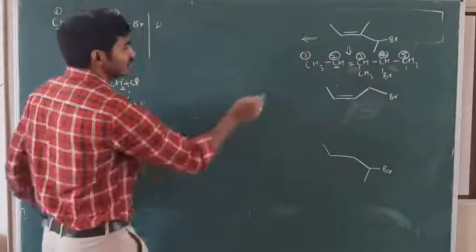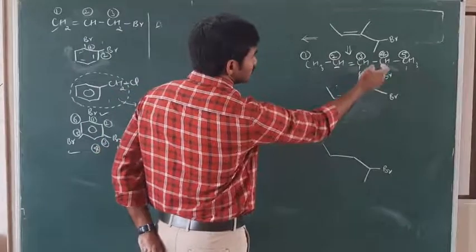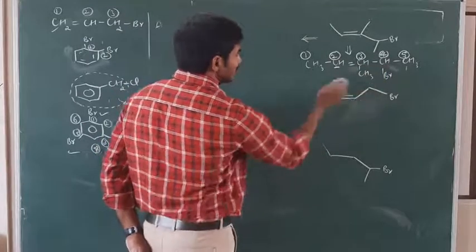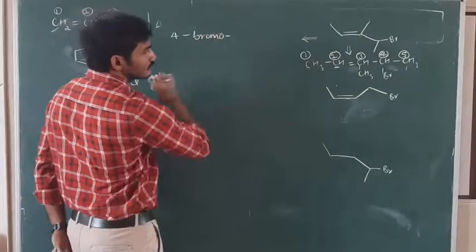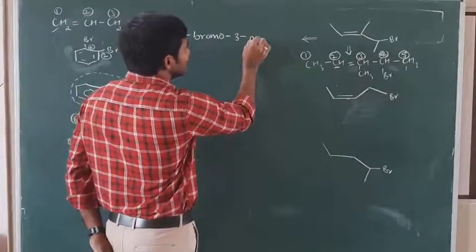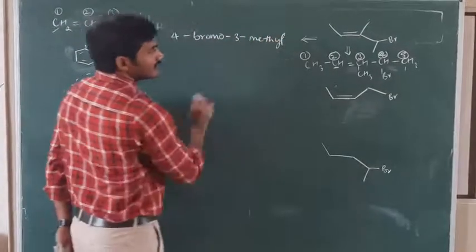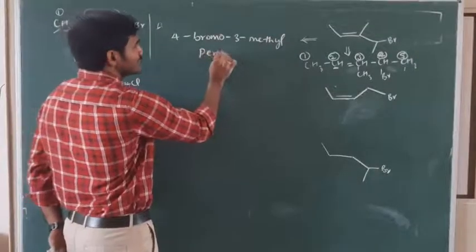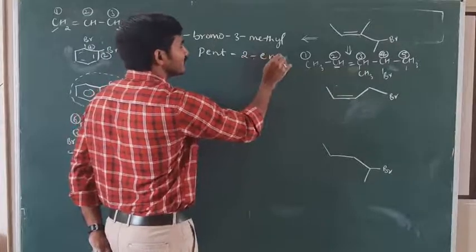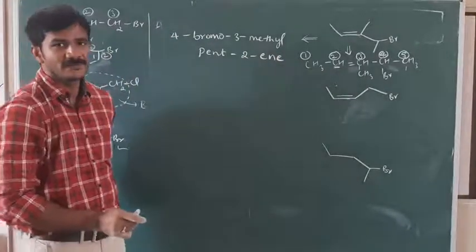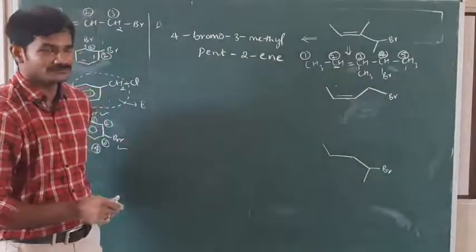At the third position we have one substituent, at the fourth position another substituent. In alphabetical order: 4-bromo, 3-methyl. 5 carbons are there, so pent, and the double bond is at the second position, 2E. So that is the IUPAC name of that compound.